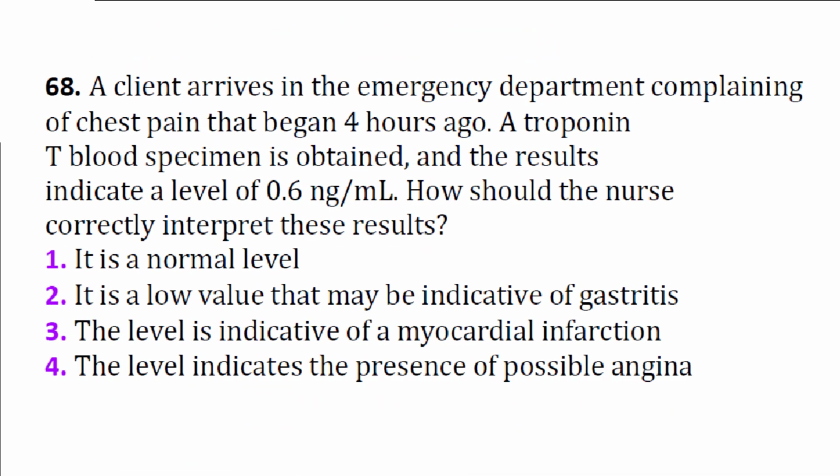68. A client arrives in the emergency department complaining of chest pain that began 4 hours ago. A troponin T blood specimen is obtained, and the results indicate a level of 0.6 nanograms per milliliter. How should a nurse correctly interpret these results? 1. It is a normal level. 2. It is a low value that may be indicative of gastritis. 3. The level is indicative of a myocardial infarction. 4. The level indicates the presence of possible angina.